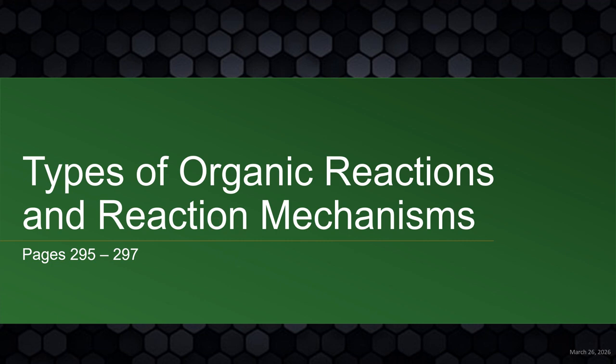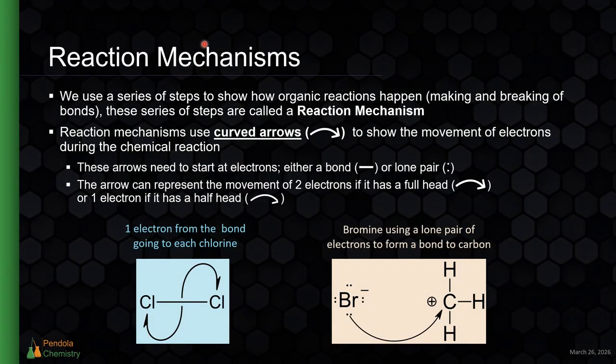So let's get started. So reaction mechanisms, what are they? We use a series of steps in organic chemistry to show how a reaction happens. And that's what a reaction mechanism is. Essentially, the reaction mechanism is the how to the reaction, which is the what, right? So the reaction shows you what are the reactants, what are the products. The mechanism shows you how we get from the reactants to the products.